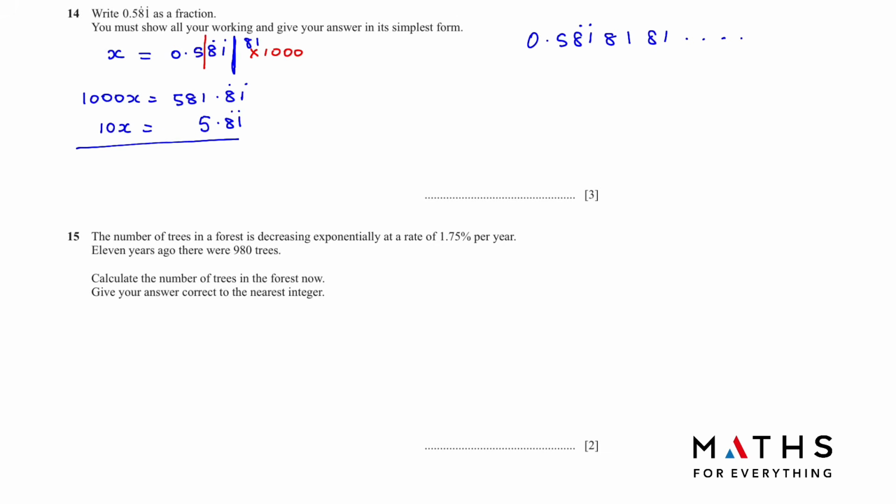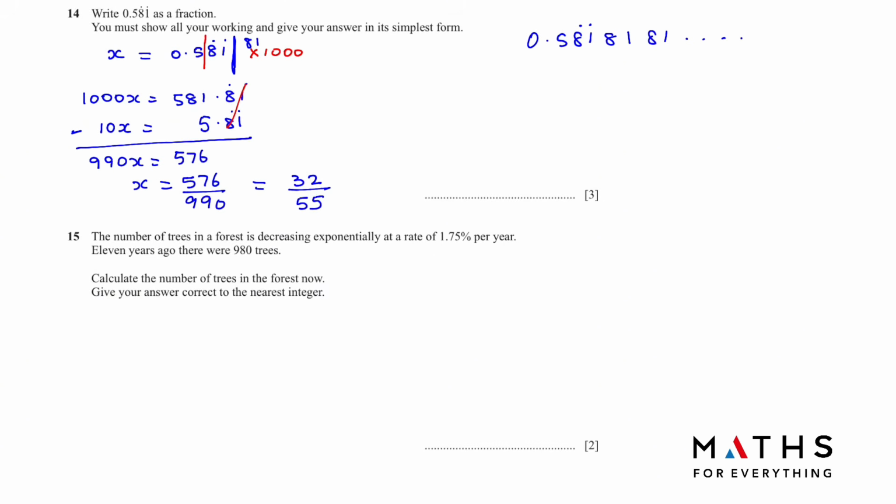Now subtract the numbers. 990x is equal to 581 minus 5. Just put the numbers before the decimal. Because these numbers are the same, they automatically cancel out. So x is equal to 576 divided by 990, which will give us 32/55.